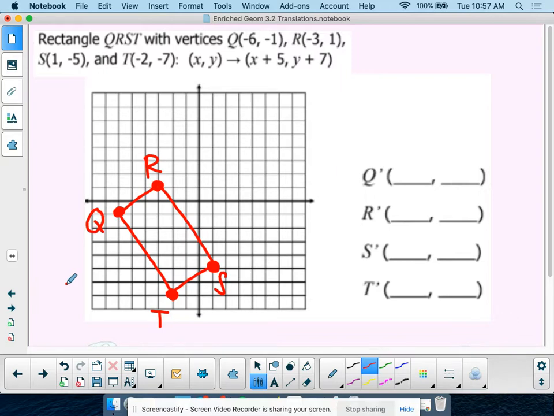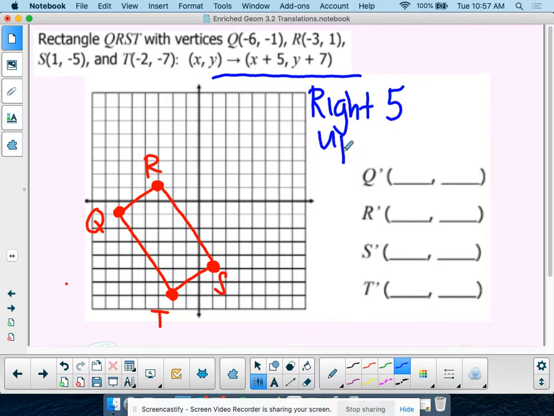Once you get here, you look at your little key up here, your little road map. Now x plus 5, so remember x is left to right. And if I'm adding 5, I'm going to the right. So x plus 5 means right 5. I'm going to write this in words because it helps my brain. And then y plus 7 is your vertical, so up or down. And since I'm adding 7, it's going to go up 7. So now your job is to move each of your vertices right 5 boxes, up 7. And that's where you end up.